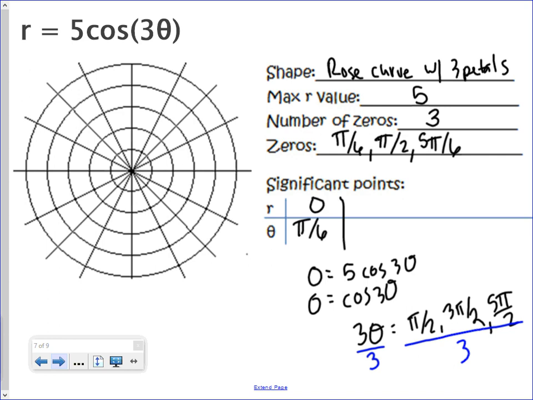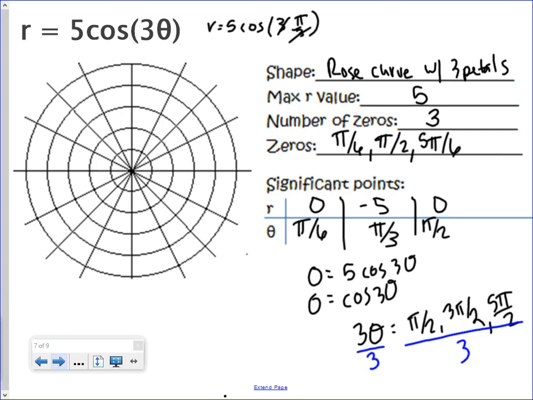Pi over 6 gives me 0. Pi over 2 gives me 0. You might have to do a little extra thinking, like figuring out what's in between pi over 6 and pi over 2. So if you treat pi over 2 like 3 pi over 6, what's in between pi over 6 and 3 pi over 6? 2 pi over 6, which is really just pi over 3. Okay. And then I would plug that in, so I'm thinking r equals 5 times cosine of 3 times pi over 3. That's really just 5 times the cosine of pi, which is -1. And so you'd get -5.